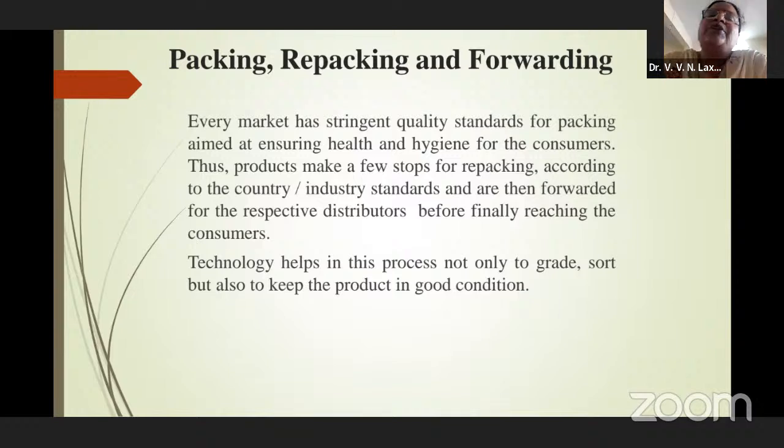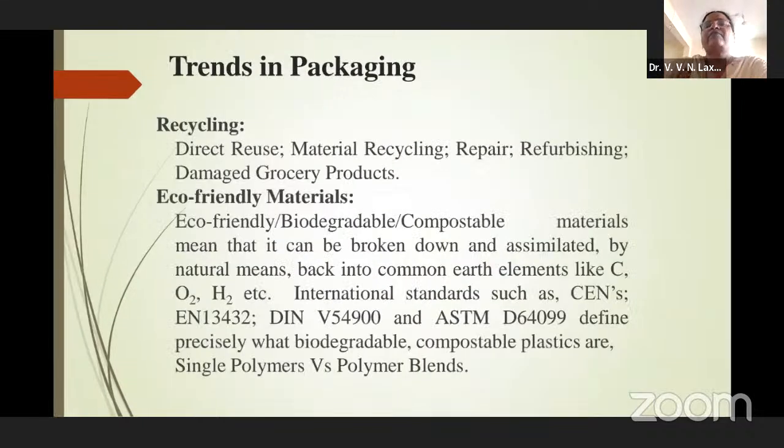That is why we are able to comfortably have apples that are grown in California. We are able to enjoy the tulips that flowered in Europe. And in literal terms, the globe has become a global village. Now let us see the present trends in packaging.